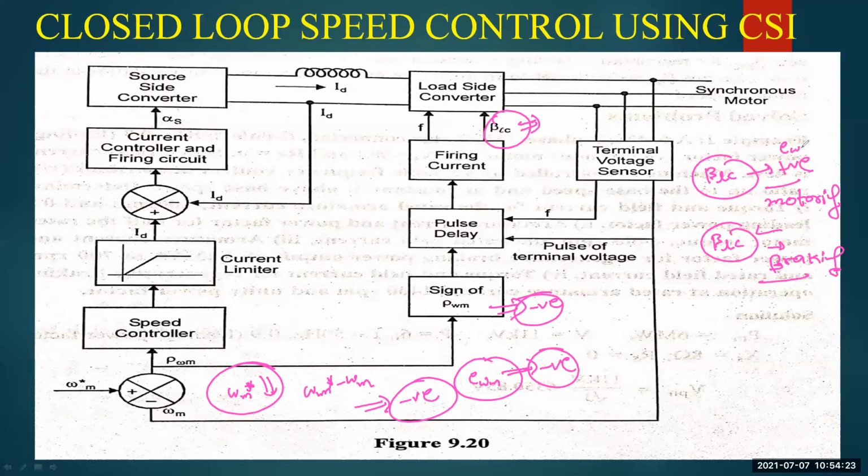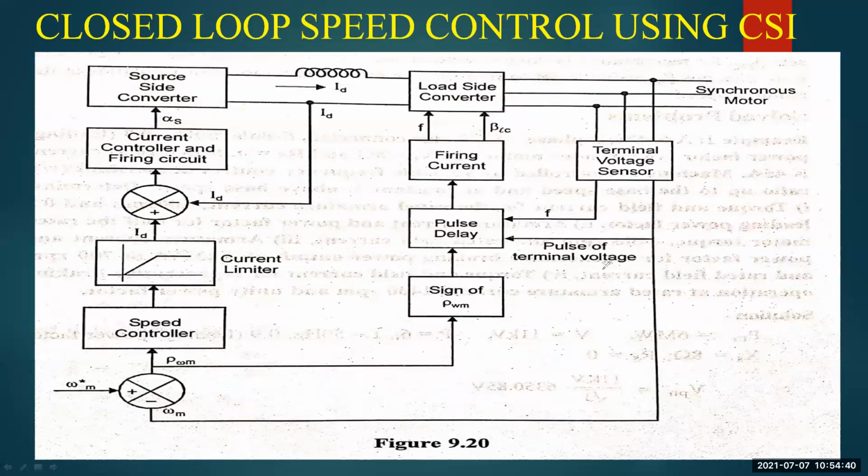So if the speed error is positive, beta LC is set to motoring operation. If the speed error, omega m star minus omega m, is negative, beta LC is set to braking operation. Okay, it's clear.